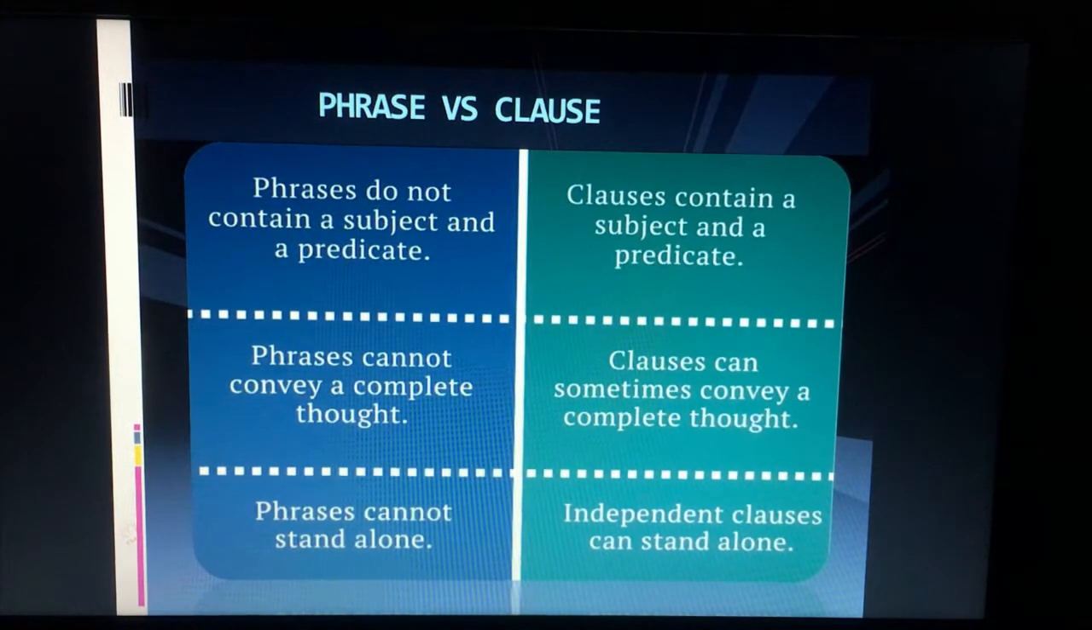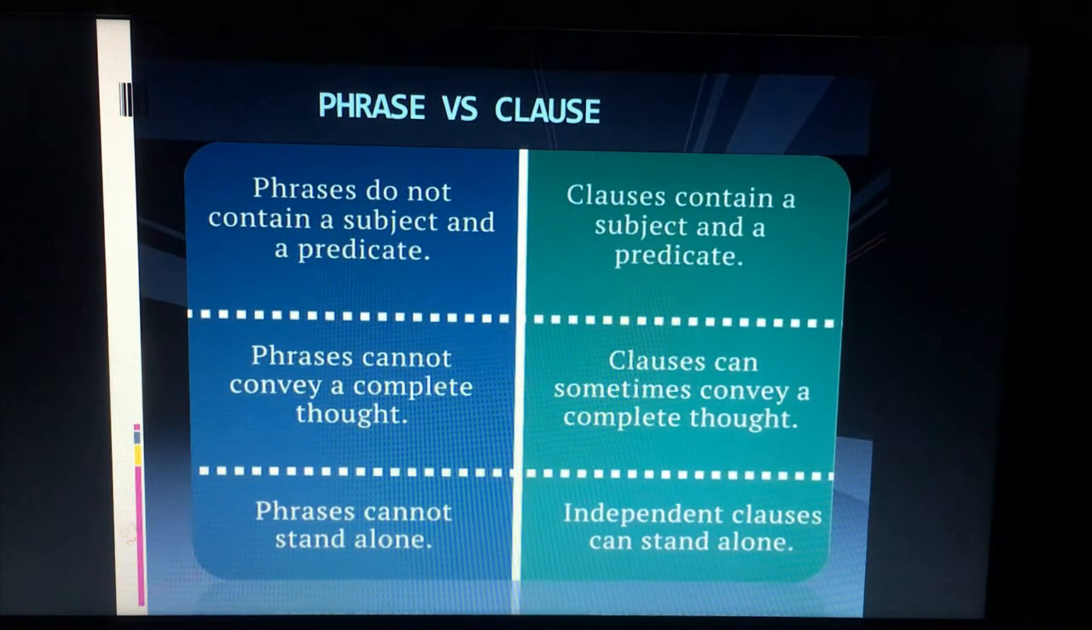Second point, phrases cannot convey a complete thought, as I said, because there is no subject and a verb. It is an incomplete one. That's why it is not conveying a complete thought. On the other hand, clauses can sometimes convey a complete thought. Now here you can see that there is a word sometimes here. I will discuss it later, but remember that clauses can sometimes convey a complete thought.